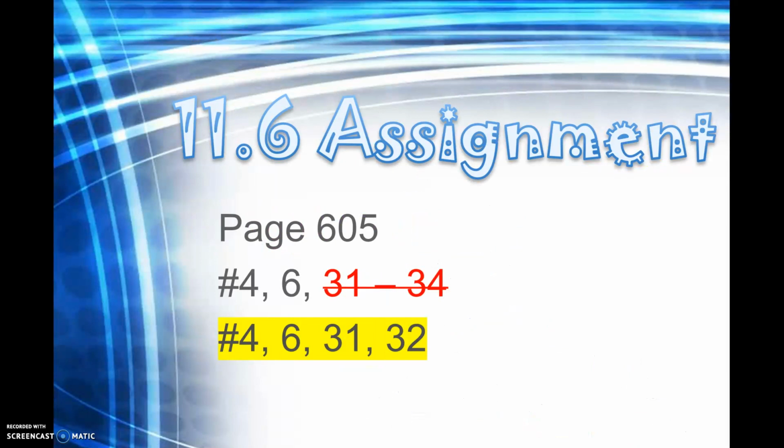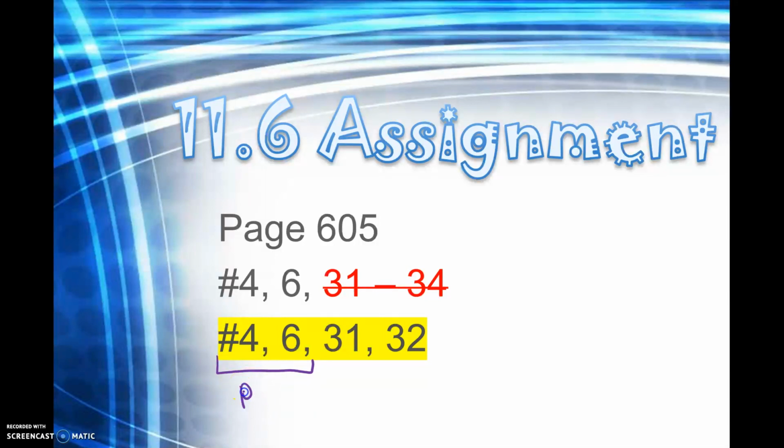On your assignment, I've changed it from your assignment sheet. Instead of 31 through 34, you're just going to do numbers 31 and 32. So 4 problems. On number 4 and number 6, they don't give you a principal amount. So if you ignore the P in the formula, you can just put it equal to 2 because they're asking you how long is it going to take for your principal to double.